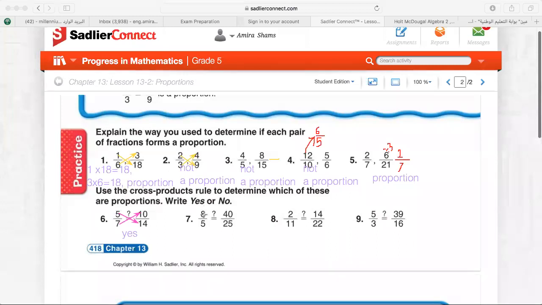We'll do cross with 8 and 25. You're going to multiply it outside, 25 and 8. 8 and 25 will be 200. And 5 and 40, when you multiply them, also 200. So it is yes.